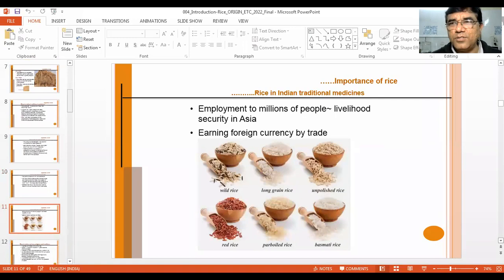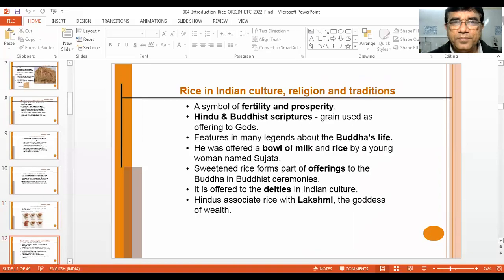Now you see, rice is a source of employment to millions of people, starting from sowing up to the marketing till it reaches the consumer. So it gives jobs to the people. In the production of rice, starting from sowing, transplanting, growing, and then in the industry, the rice industry is a big industry in India, and a lot of people are involved in milling, hulling, transport, trade, and so on. So it gives employment to millions of people and earns foreign currency by trade. India earns a lot of money by exporting rice.